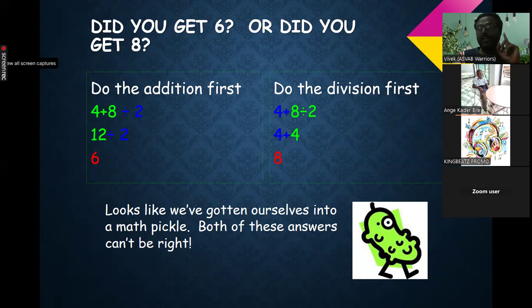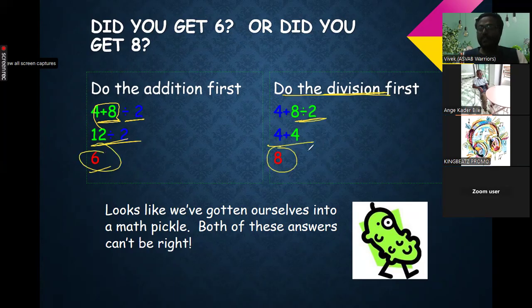A math question can have only one correct answer. So what happened over here? Some of you did the addition part first and then divided it. 12 divided by 2 is 6. Some of you did the division part first. So 4 plus 4 is nothing but 8. So the correct answer would be 8.